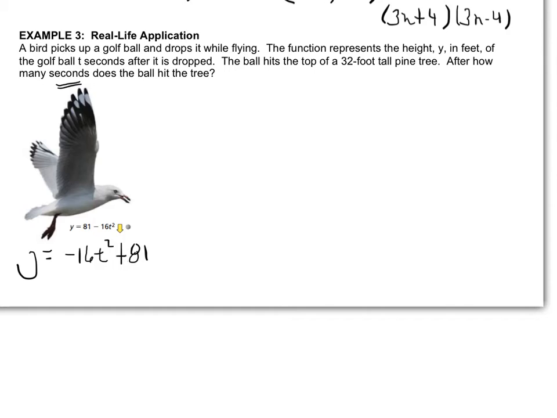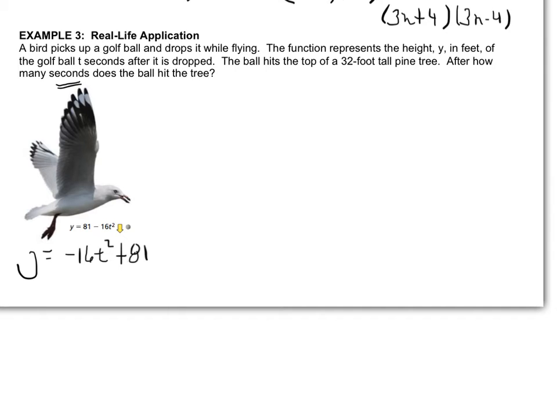This negative 16t squared is what we've referred to as the gravity pull. This plus 81, there's no t's next to this. This plus 81 is referring to the height that it is being dropped. This means that it was 81 feet up in the air when the bird dropped it. So while this question is not asking that, that is something that we could actually determine if somebody said, well, what was the height of the bird when it dropped it? It was 81 feet. Not important on this one, but is more information that we can come up with.